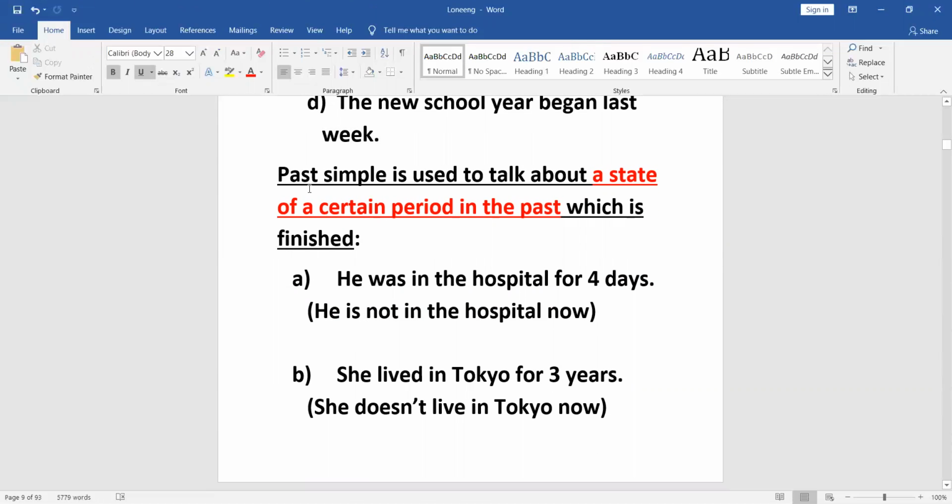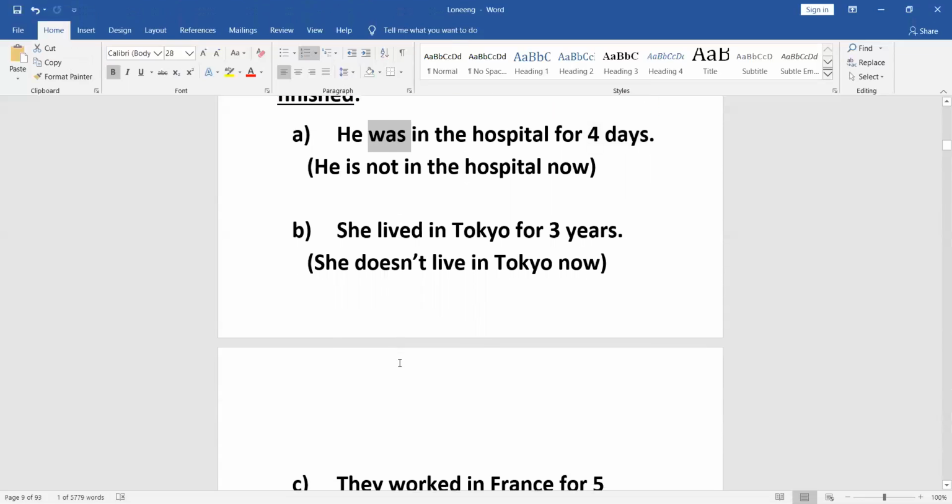The next one: past tense is used to talk about a state or a certain period of the past. It is also used to denote a certain period, very specifically. So, he was in the hospital. How many days? He was in the hospital for 4 days. And he's not in the hospital right now. He was in the hospital. This word "was" indicates that it was the past tense and not the present tense.